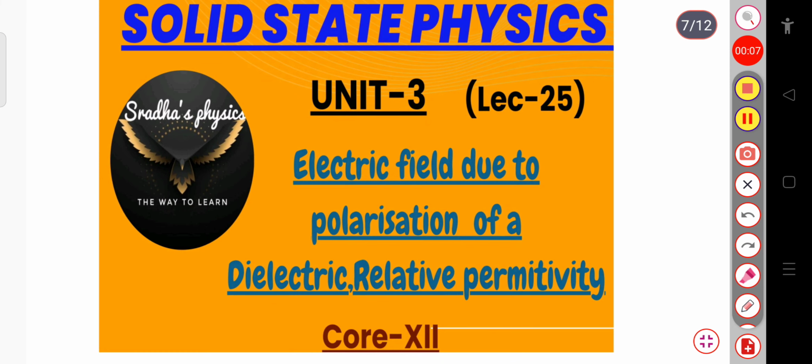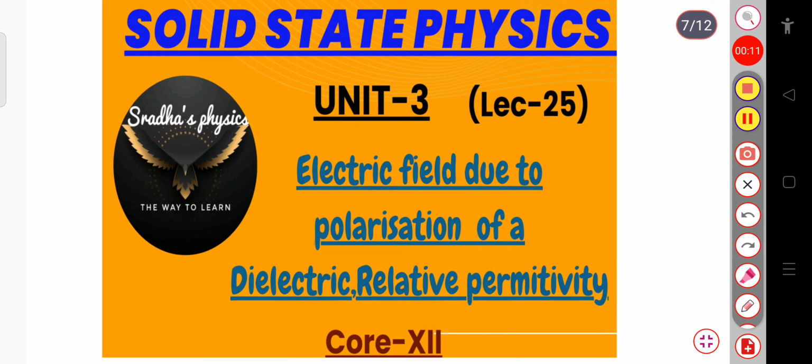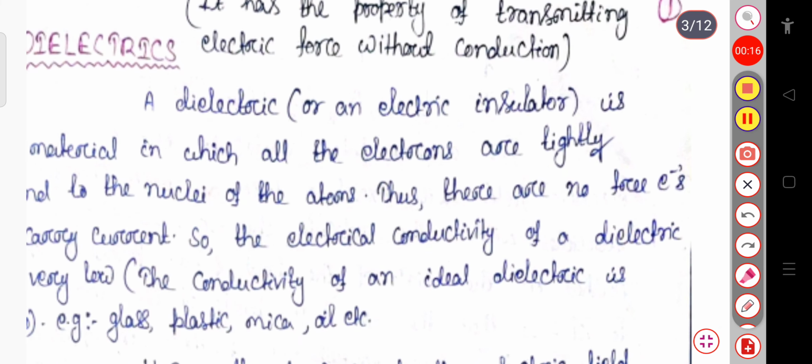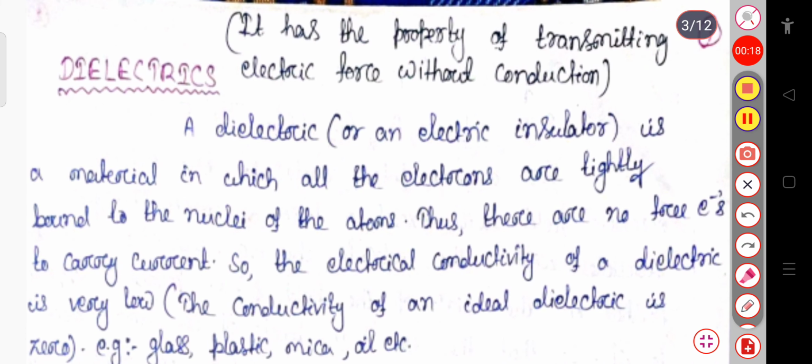So today we will see the electric field due to the polarization of a dielectric, and after that we will see the relative permittivity. In the previous lecture we have already discussed the dielectric, that is, a dielectric has the property of transmitting electric force without conduction.